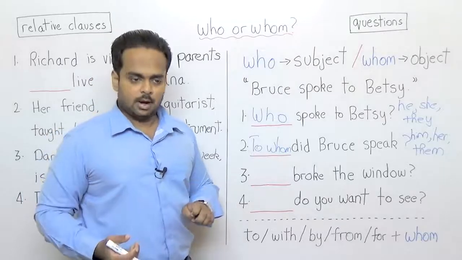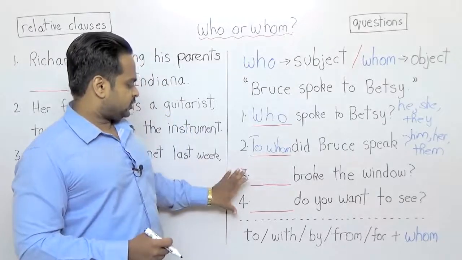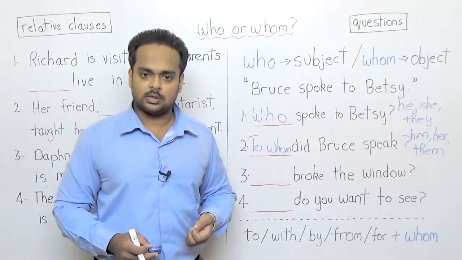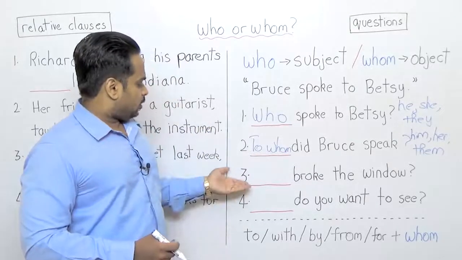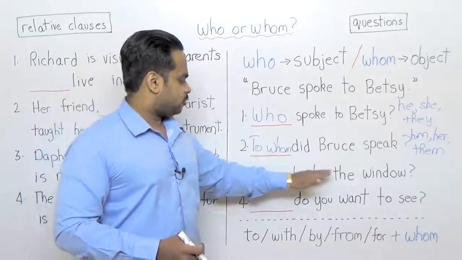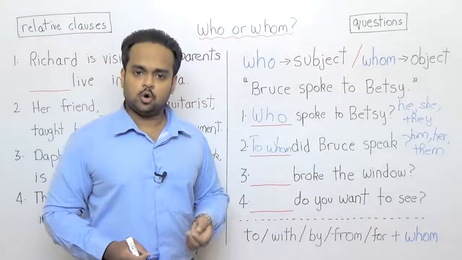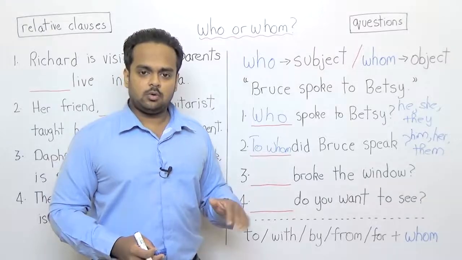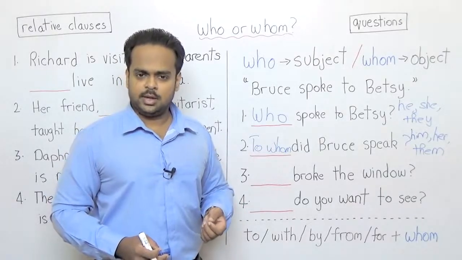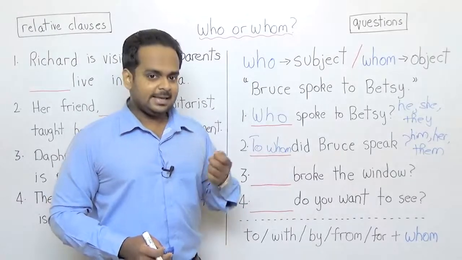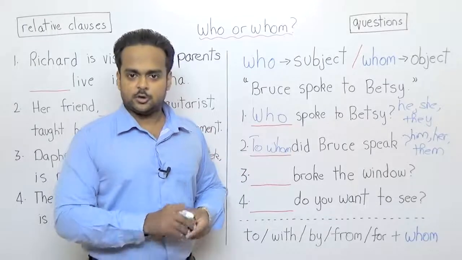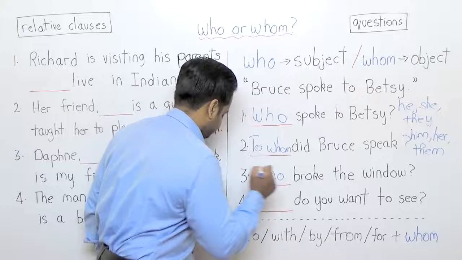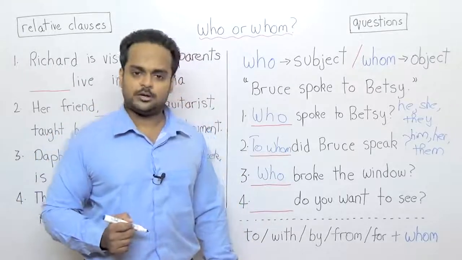All right, with this rule in mind, let's now do the next couple of questions, and this time I want you to give me the correct question word. Question number 3 is ___ broke the window. Who or whom? Well, think about the answer. Can you say he broke the window or him broke the window? Him broke the window doesn't sound right. He broke the window is correct. So no M, no whom. So who broke the window is correct.